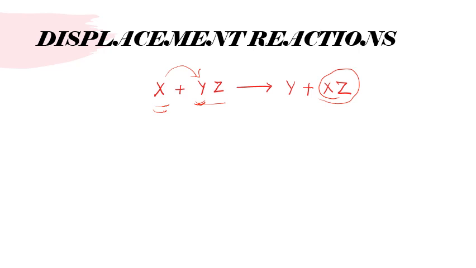The principle of displacement reactions is based on the reactivity of metals. With the help of the activity series of metals, we can know which metal will replace the others. Thus, we can say that displacement reactions help in determining the position of a metal in the activity series. Now, what is this activity series? Let's see.